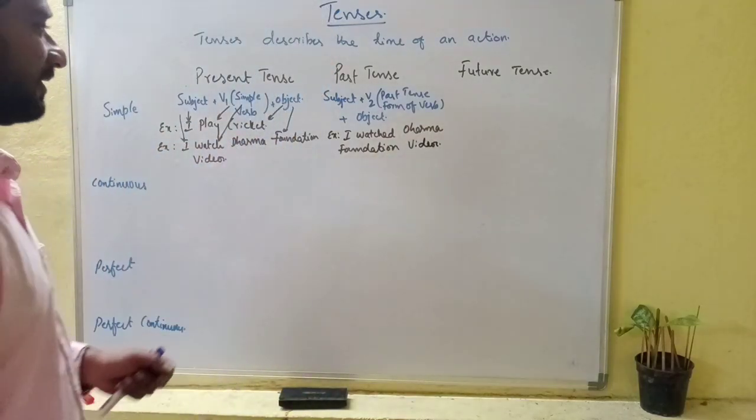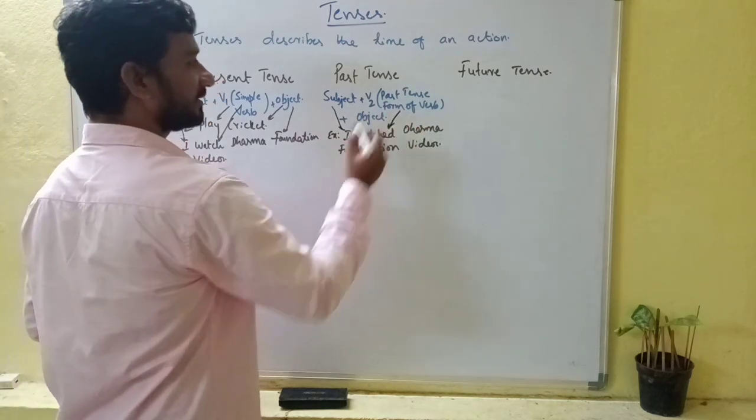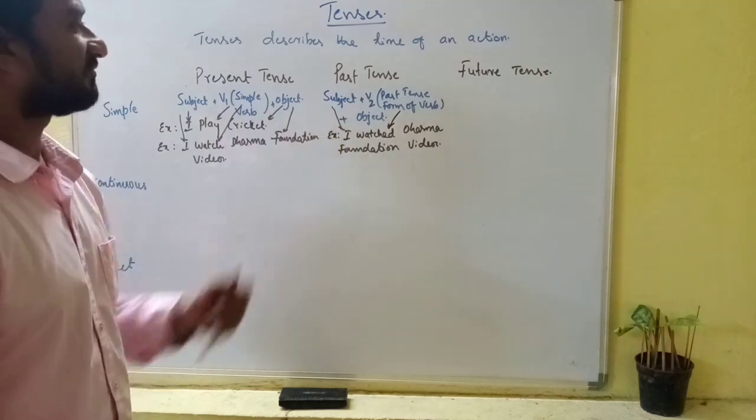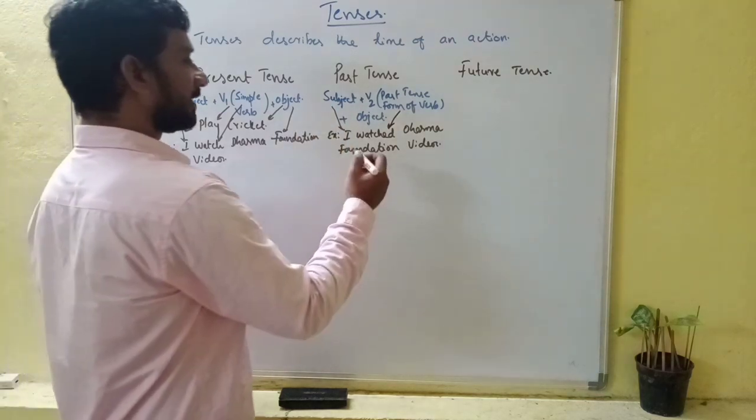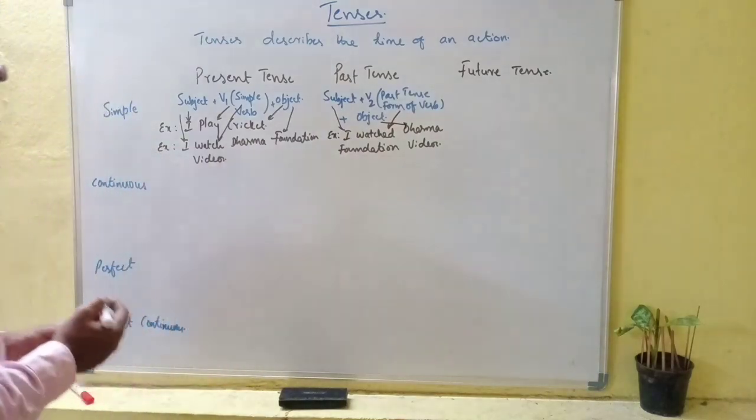So in this example, I represents subject and watched represents verb V2. V2 is the past tense form of verb. And here Dharma Foundation represents what? Here object. So now come to the future tense.